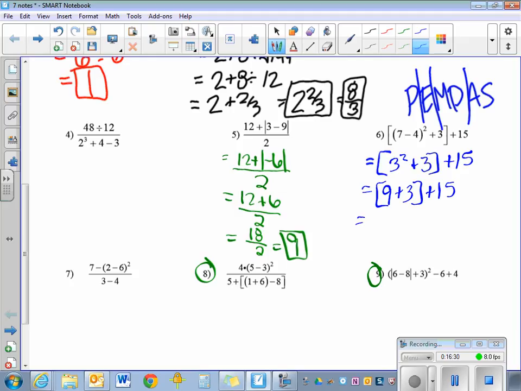And Jordy, what does 9 plus 3 give us? Oh, it's just 9 plus 3. 9s are always the trickiest for us. What would 10 plus 3 be? 13. But we need 1 less, right? So it'd be 12. Very good. So 12 plus 15, which gives us what, guys? 27. Very good, 27. Questions on that one?